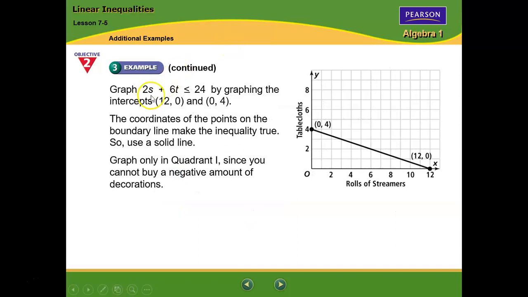All right, so we have our inequality: 2s plus 6t is less than or equal to 24. Now don't forget how to find intercepts. Intercepts are when you substitute a 0 in for one of your variables and then simplify.